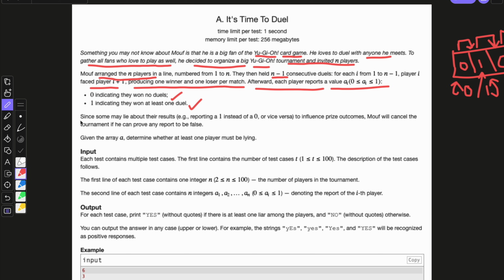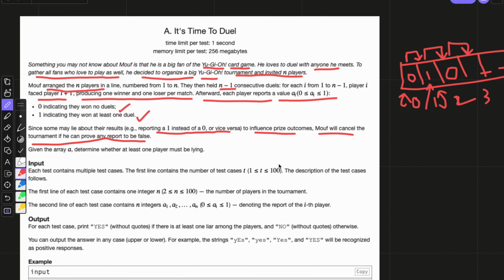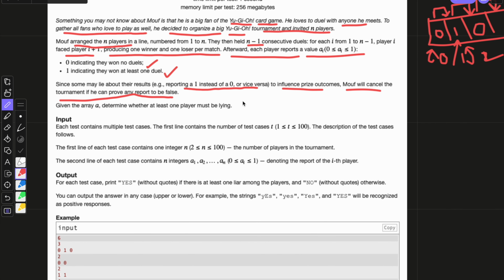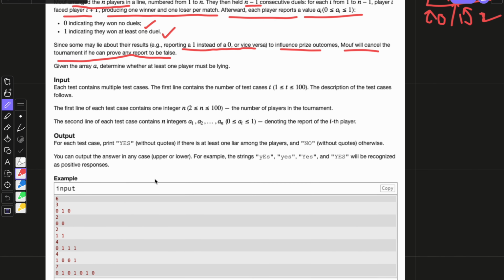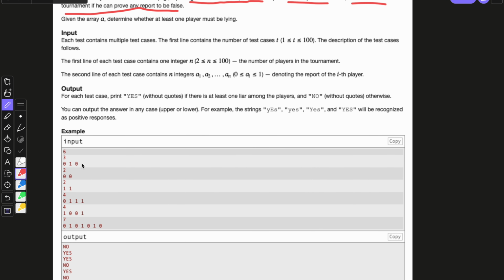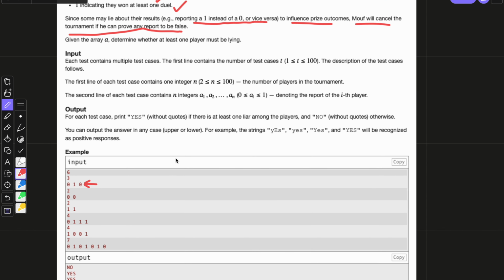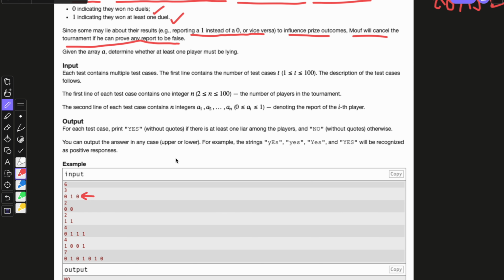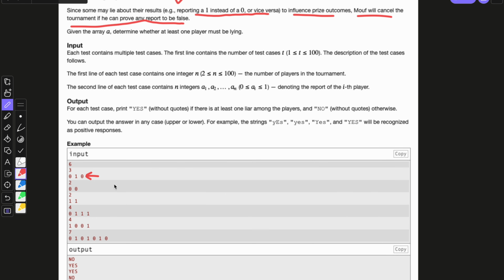So let's move forward with the question. Since some may lie about their results, for example reporting a 1 instead of a 0 or vice versa to influence prize outcomes, Morph will cancel the tournament if he can prove any report to be false. So this states that the report can be false or not. So we have to tell if the players have reported a lie or not. So how are we going to proceed with this problem? Let's see the first test case.